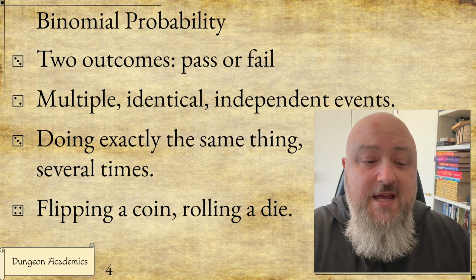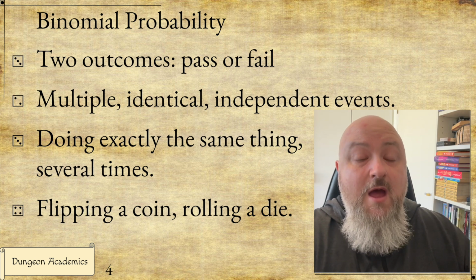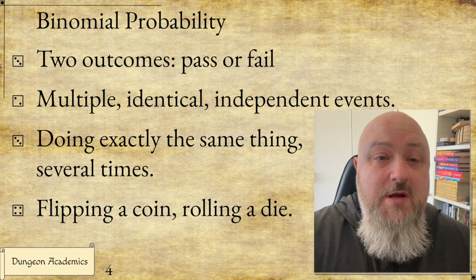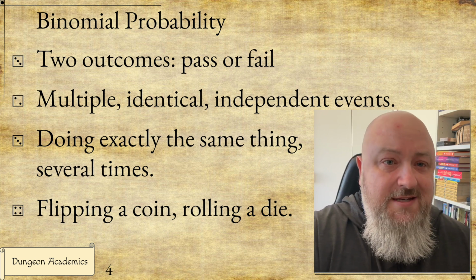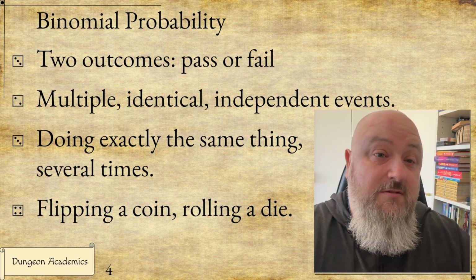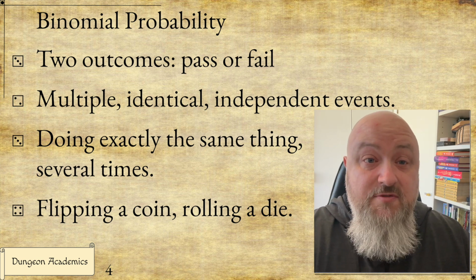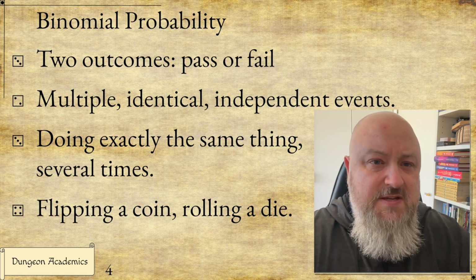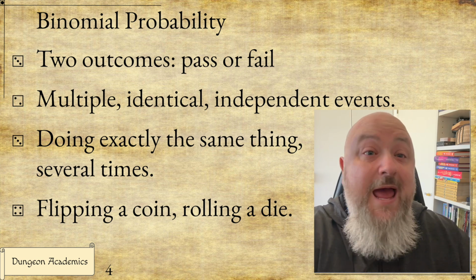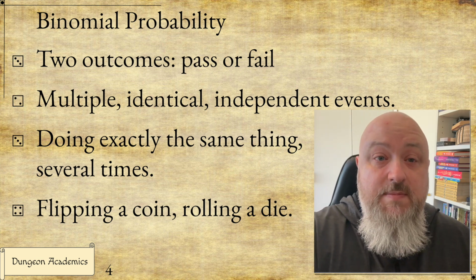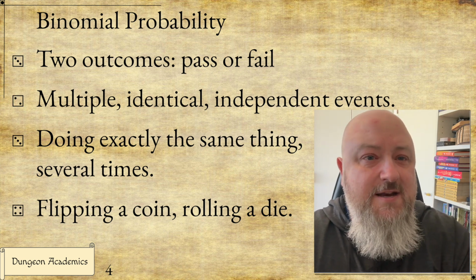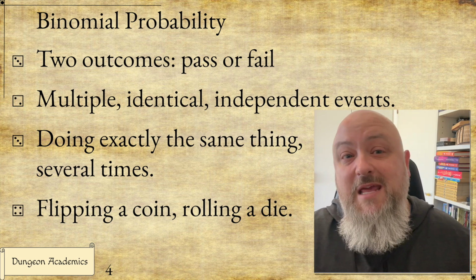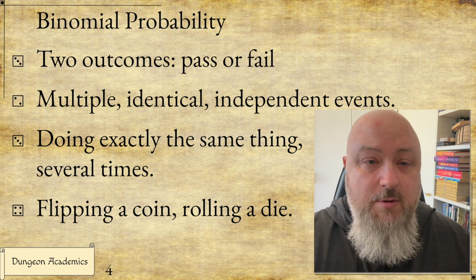So, what is binomial probability? Binomial probability is how we deal with events that have two outcomes. We normally consider this to be a pass or fail situation, though anything when there are two specific outcomes, red or blue, heads or tails, can be covered by binomial probability. We just set one of the outcomes to be considered a pass and the other to be a fail, even if both are equally desirable.